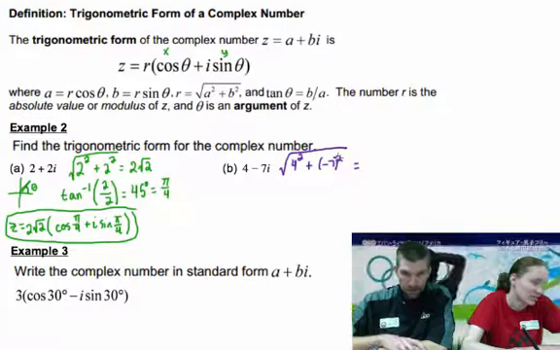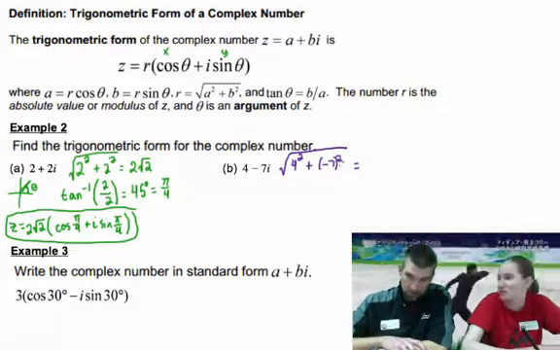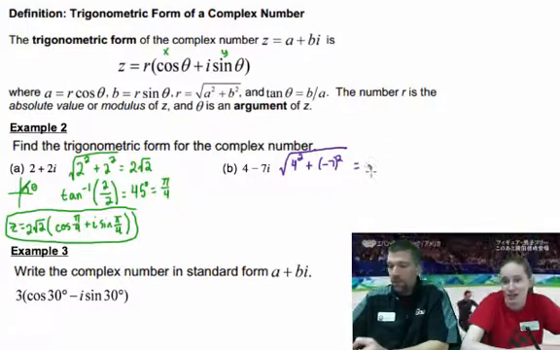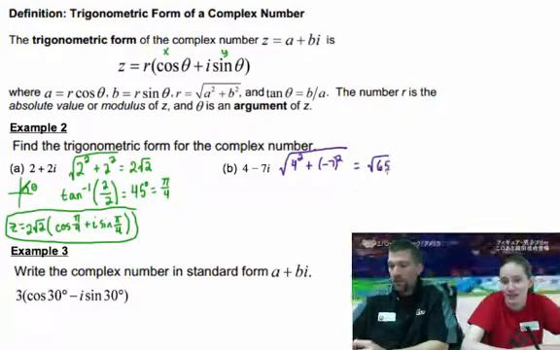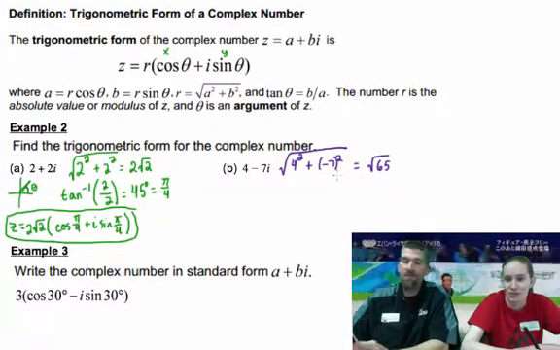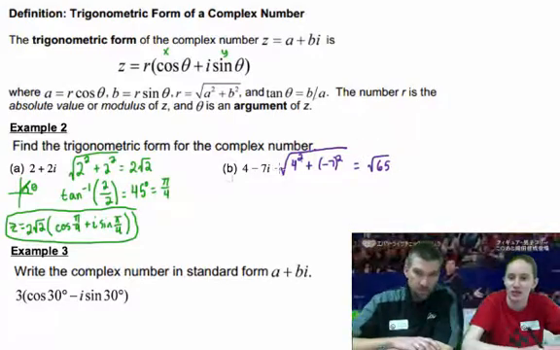16 plus 49 is 65. Let me double check, because this is important. We've got to get to 65. Okay, so we've got that modulus right. The R in our formula is the square root of 65.